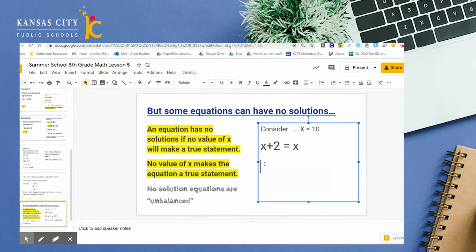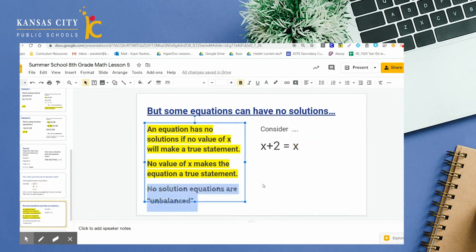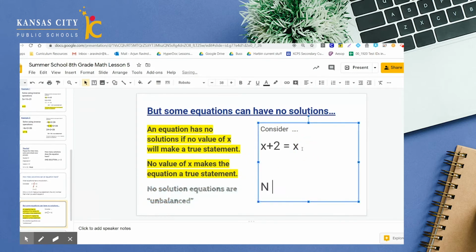Let's try another number. Let's try 3. 3 plus 2 equals 3. Is that true? No, that's also false because this would equal 5. No number will make this true. No number when you add 2 will equal its original value. This is no solution. So all you would write here is no solution. No answer makes this true. No solutions exist. It is false.